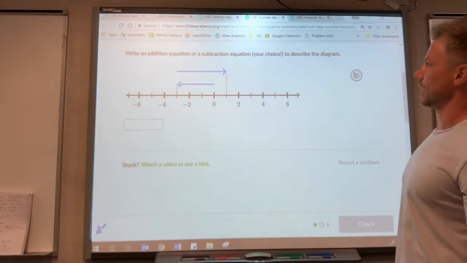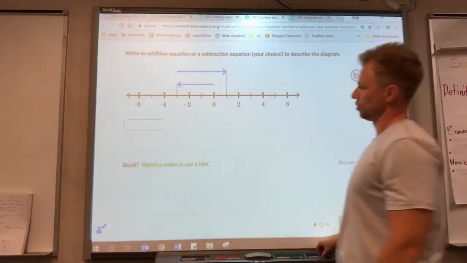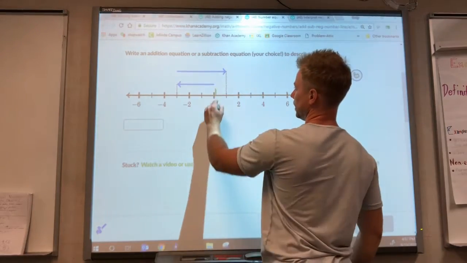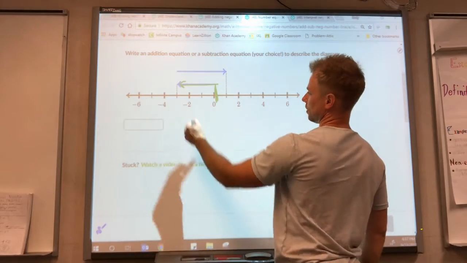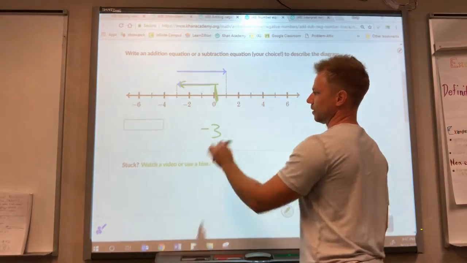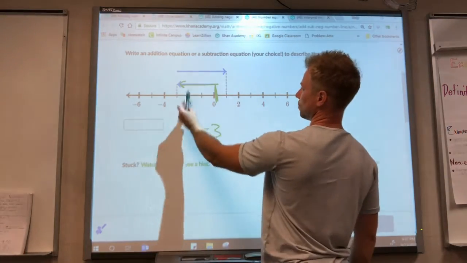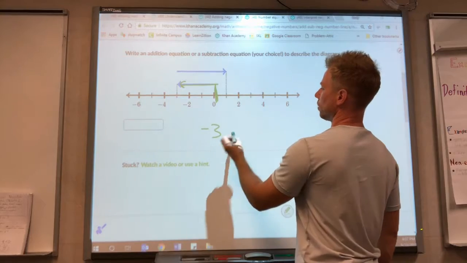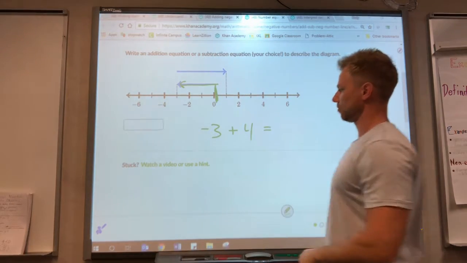All right, and then this time we have to write the entire equation. Okay, so we start at 0 right here. You can see the first thing we do is go to the left 3, so that's going to be a negative 3 because the left is the negative direction. And then we go to the right 1, 2, 3, 4. The right is the positive direction, so we're going to add 4.